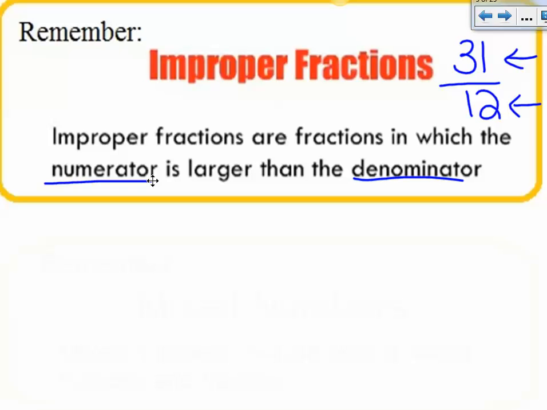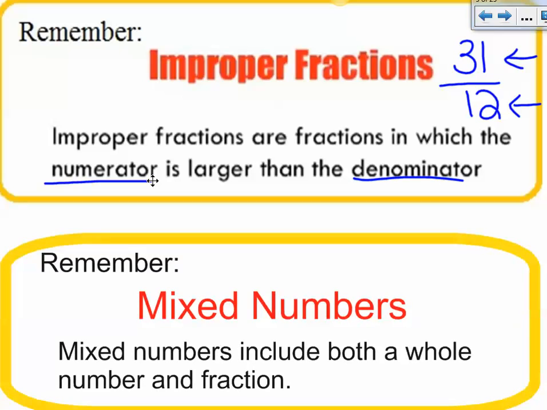Other than that, we also have mixed numbers. Remember, mixed numbers include both a whole number and a fraction. So if I had something like 5 and 3/9, this would be a mixed number because I have the whole number and I also have the fraction. So improper fractions: top number bigger than the bottom number. Mixed numbers: whole number and a fraction. Today we're going to learn how to take our improper fractions and turn them into mixed numbers, and our mixed numbers into improper fractions.